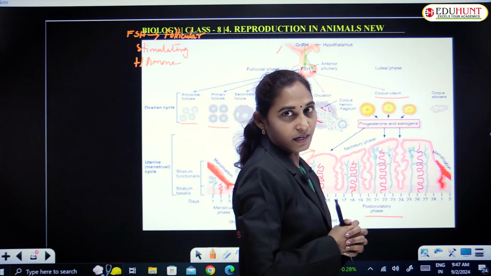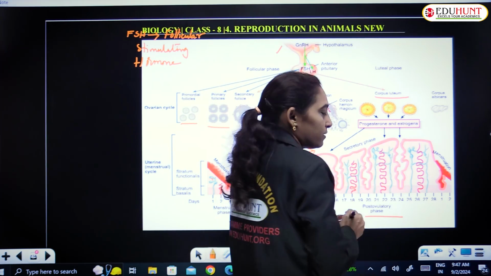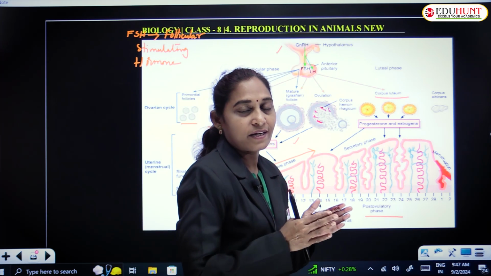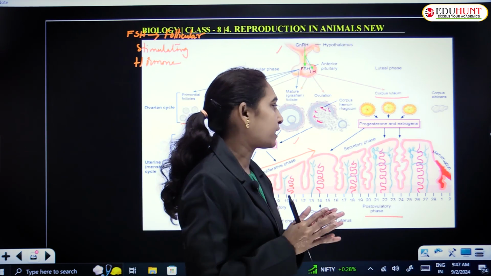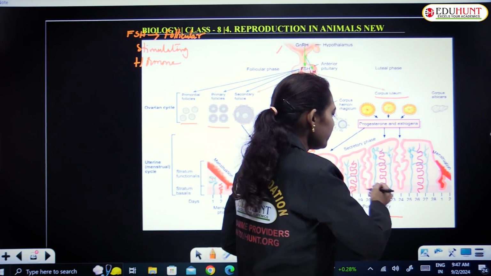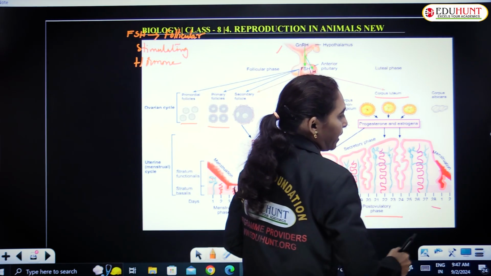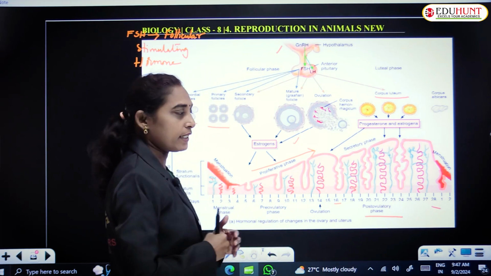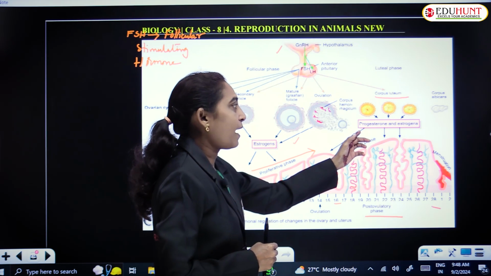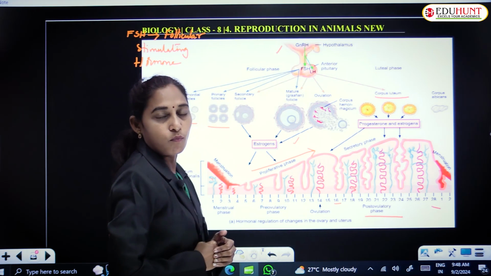After ovulation, that is the post-ovulatory phase, is the secretory phase. In that phase, the lining of the uterine wall thickens again. During this phase, from the 16th to the 28th day, the impact of progesterone will be more.